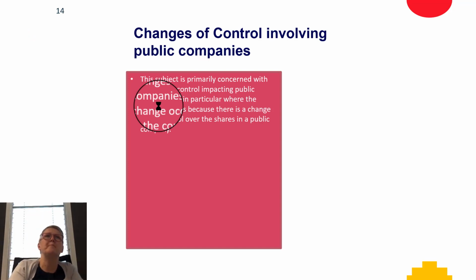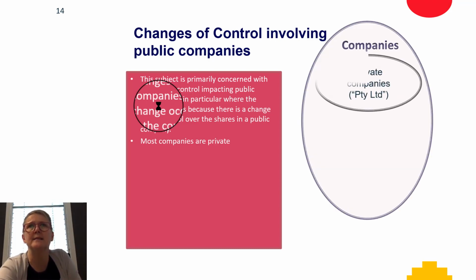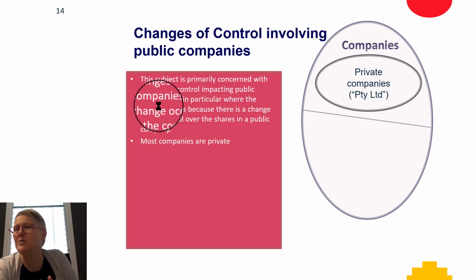So I want to talk a bit about what kind of transactions there are. We're primarily concerned here, oh, goodness me, it's going to rain somewhere, we're primarily concerned with changes that impact public companies for this purpose. So where a change occurs because there's a change of control over the shares of a public company is what we're most interested in. But the rules apply in a broader sense. So it's worth remembering that most companies are private companies and the regime just doesn't apply to them.